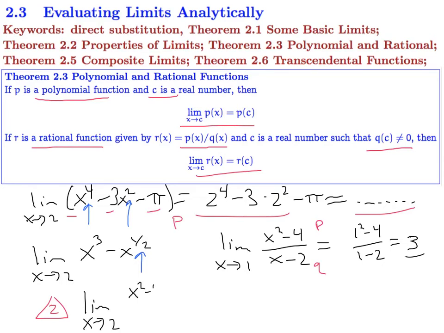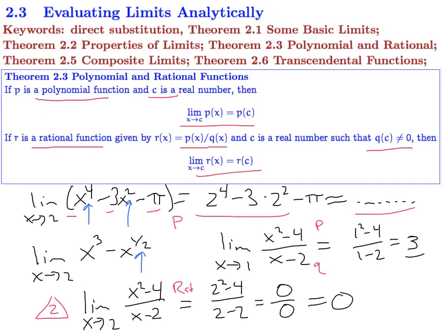So one little warning example here is sometimes you're going to have rational functions that look pretty nice, and you're going to try to substitute in. You're going to say, this is a rational function, let's go for it. Let's see, 2 squared minus 4 over 2 minus 2. Let's see, that's 0 over 0. Wrong. This is a bad step. 0 over 0 is called indeterminate, which is a really fancy word for we don't know. I just don't know what the answer is. This is not the right way to find this limit.